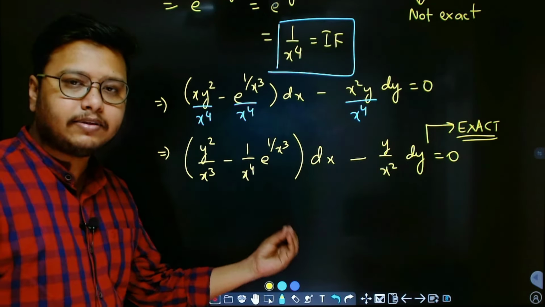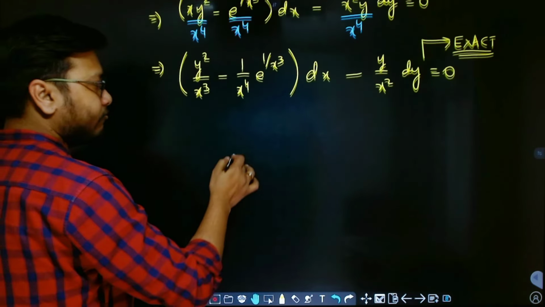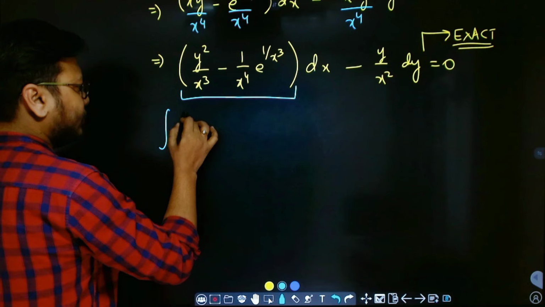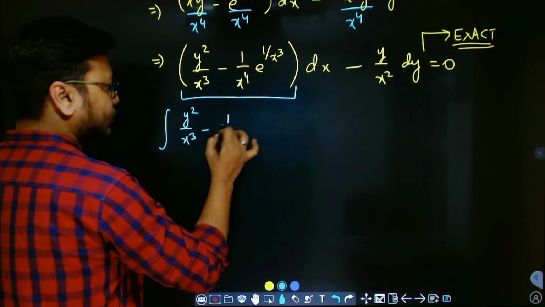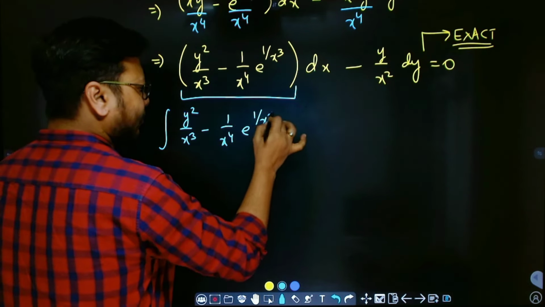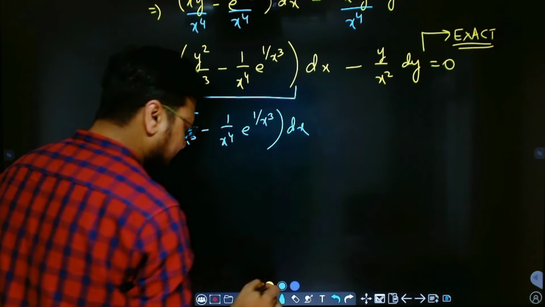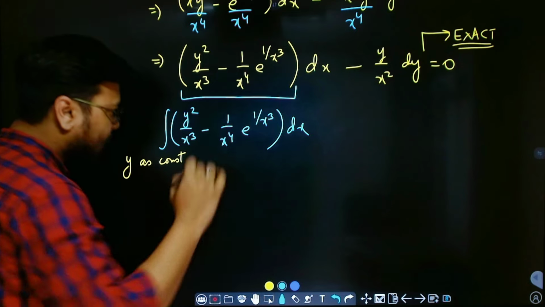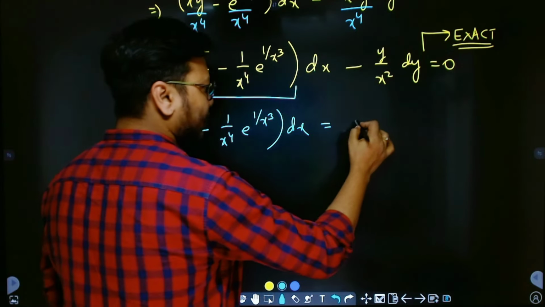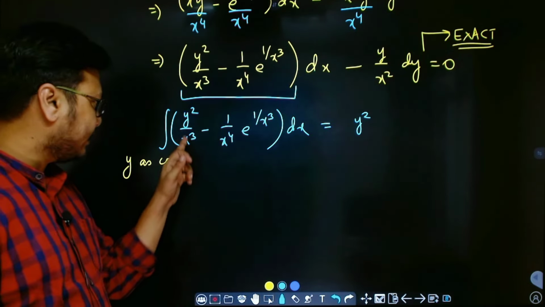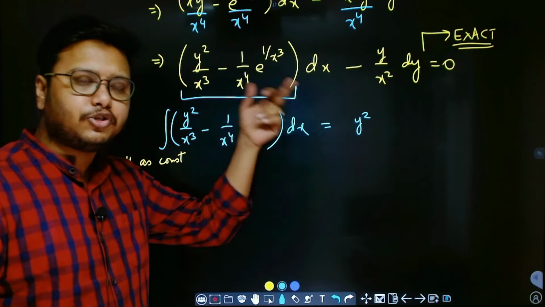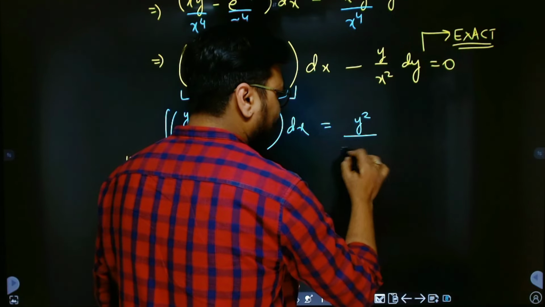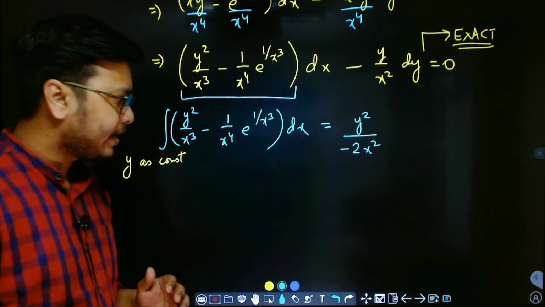And now again we will be solving our exact differential equation like before. So I'm going to do integration of this term, which is y square upon x cube minus 1 by x to the power 4 e to the power 1 by x cube dx, treating y like a constant, right? So if I do this integration, y square just goes out. I have to do integration of 1 by x cube dx, which is integration of x to the power minus 3, and that would be minus 1 by 2x square, right?